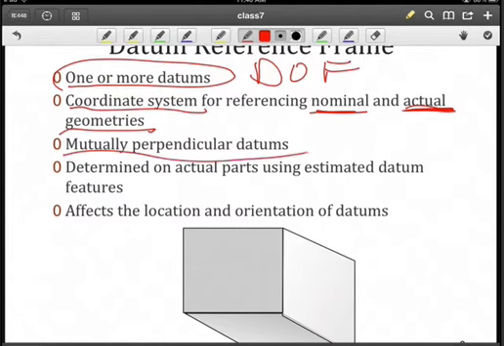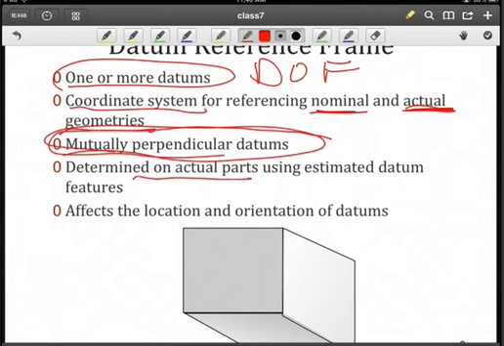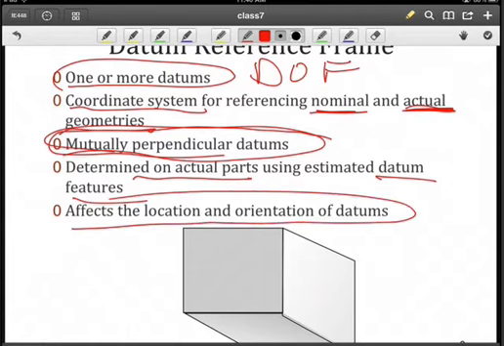Most commonly, what you're going to see are mutually perpendicular datums. Now, of course, that varies a little bit, and we'll see that later on. And certainly if I'm using a point as a datum, the notion of perpendicularity doesn't make sense. So that's a special case. But in most cases, what you're going to see are a set of datums that are mutually perpendicular. And when we make our parts based on the datum features, we'll estimate the datum based upon surfaces that we see. Of course, this will affect the location and orientation of the datums and therefore the datum reference frame.